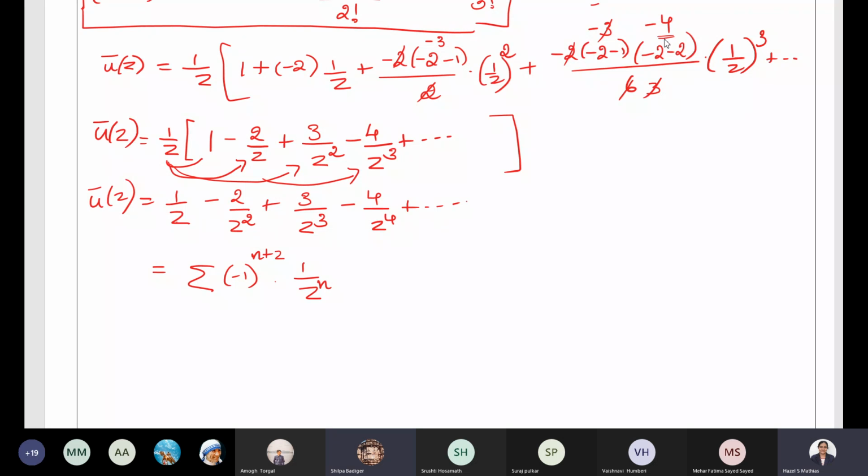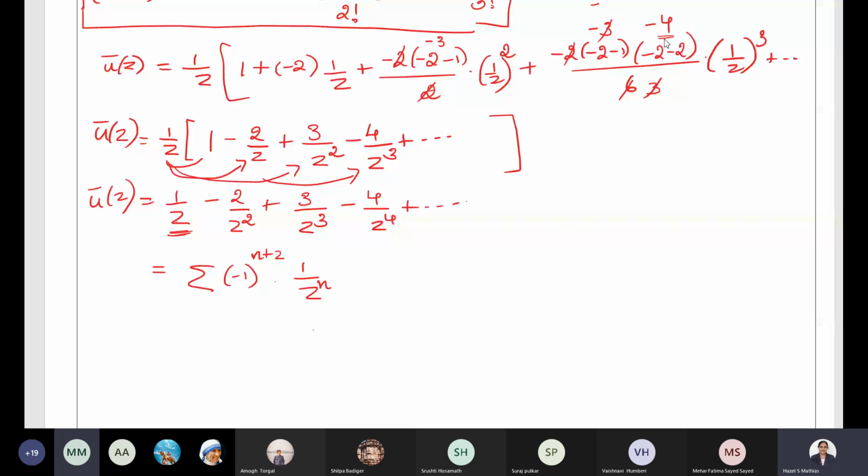Will this give the same answer to you? Check for n equal to 0. Minus 1 power 2 divided by z power 2. So where will I write 1 by z? This will come as 1 by z square. But I want the first term as 1 by z. This doesn't work.